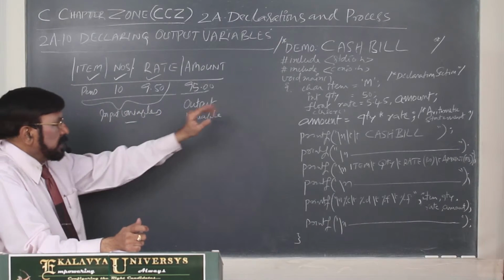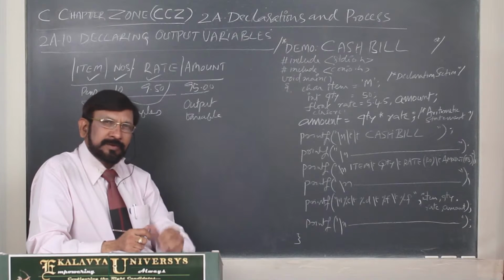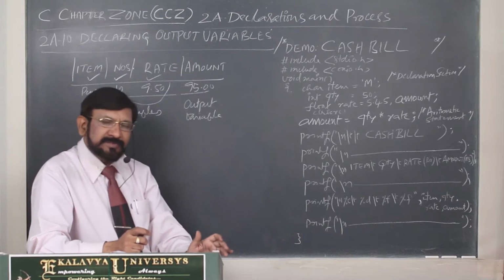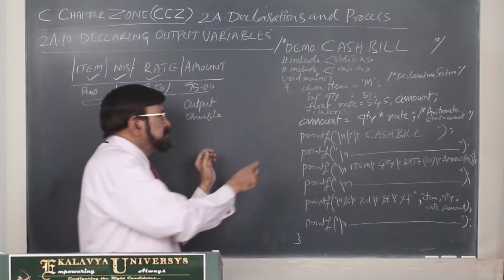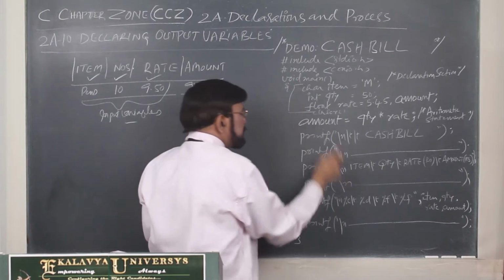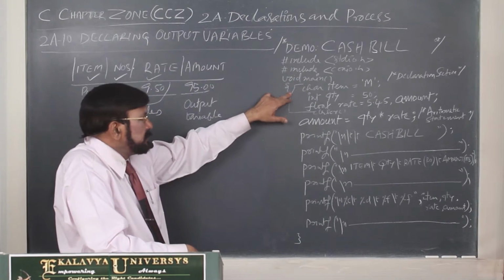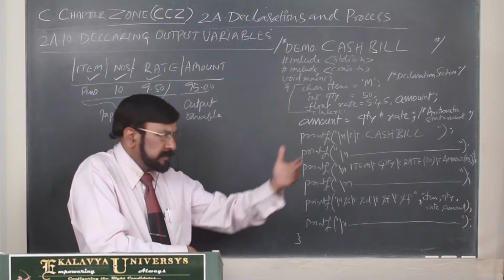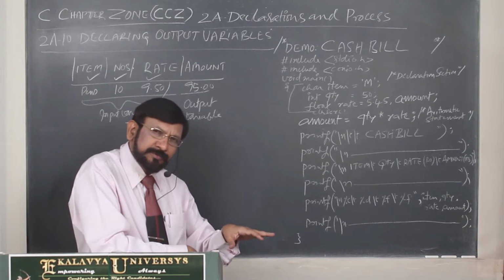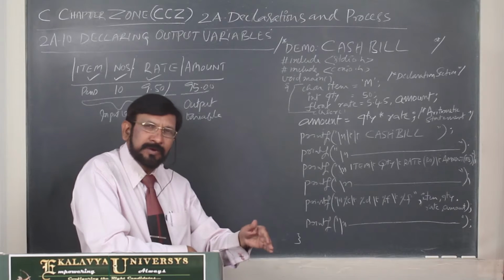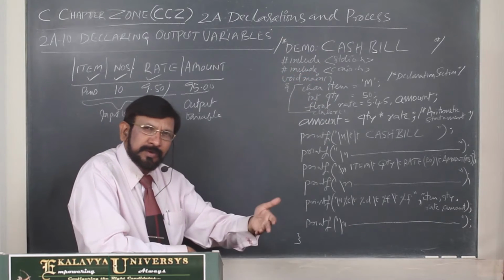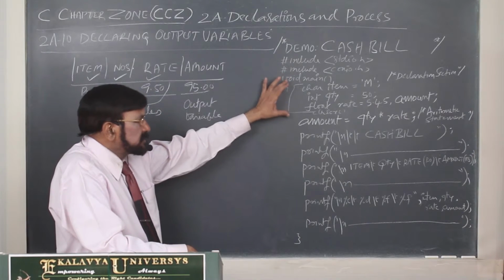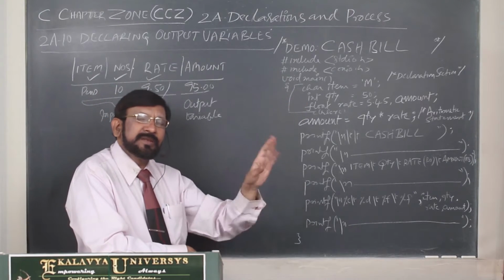So now, in order to write the cash bill, what is the initial step required? We have to create an output variable. In this context, once again I am telling you, this part is called the declaration section. The declaration section starts immediately after the opening brace. Whatever variables the program uses, regardless of their number, they should be declared. They may be input variables or output variables. All of them should be declared first in the declaration section. Thereafter any other code can be written.